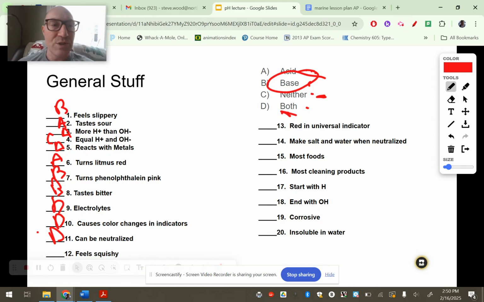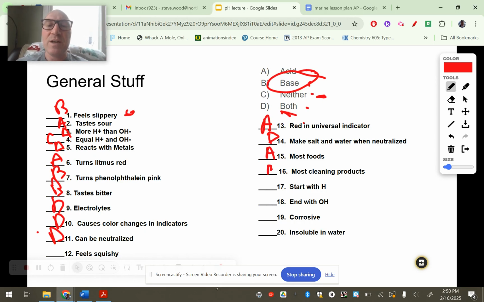And then feel squishy. Okay, don't get tricked, people. None of these feel squishy. First of all, I never really liked that they're feeling stuff, but there's none that feel squishy, so neither of them feel squishy. Red in universal indicator, so this would be an acid. Again, red is oftentimes an acid. Makes salt and water when neutralized, that's both.